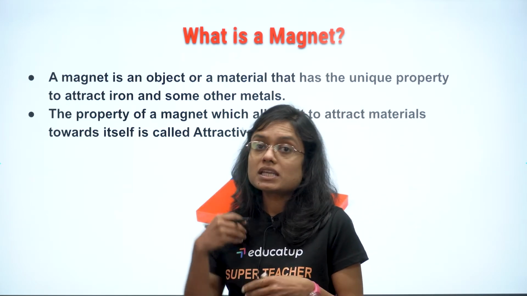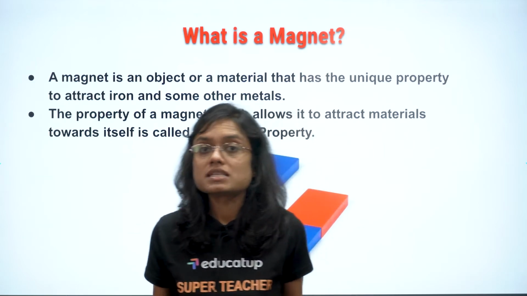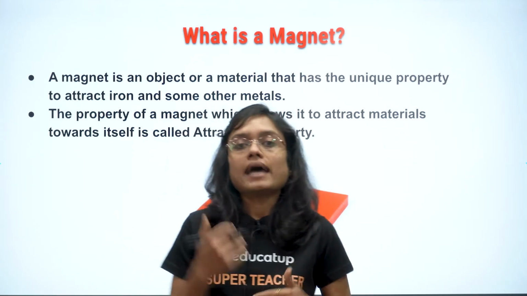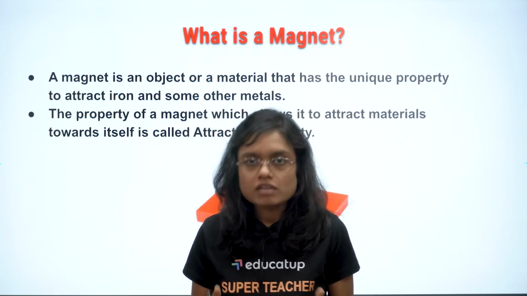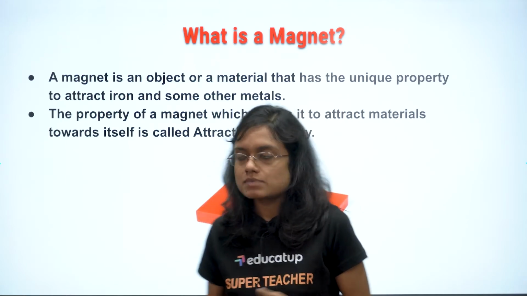The property through which a magnet is able to attract other substances is known as the attractive property of a magnet. Now let's move ahead.